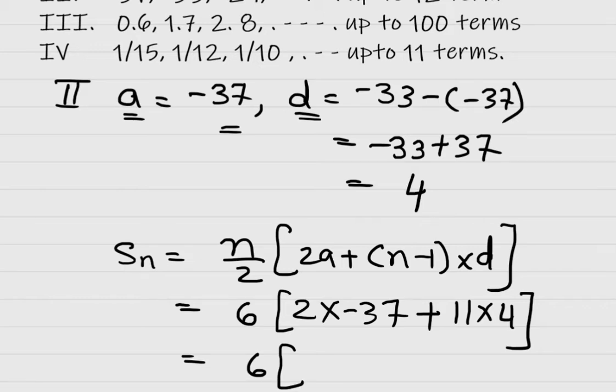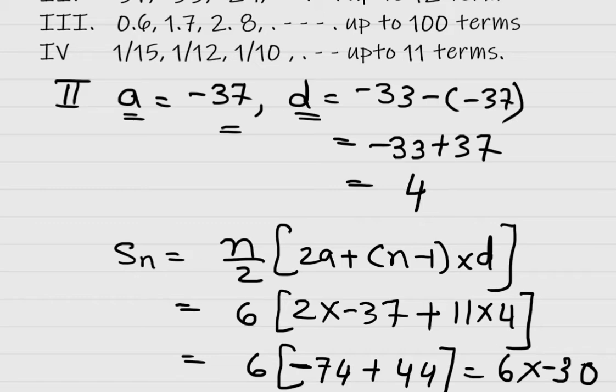37 twos are how much? 37 into 2: 7 twos are 14, 3 twos are 6 and 1 makes 7. So 74. Minus 74 plus 44. So this will be equal to 6 into, see, my negative number is bigger, so you will be getting the result of this bracket in negative. So minus 30 you will be getting, isn't it? Minus 74 plus 44 will be minus 30. So 6 into minus 30 is nothing but minus 180. So the sum of 12 terms of the given AP is minus 180.